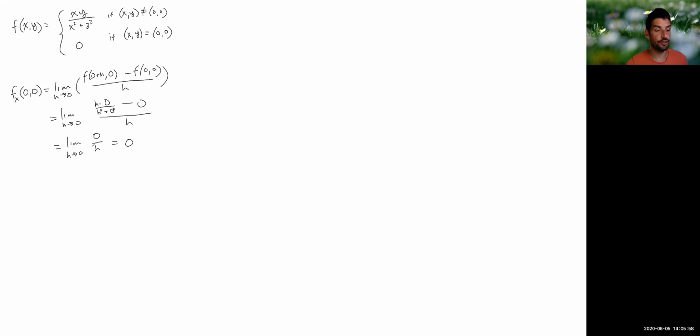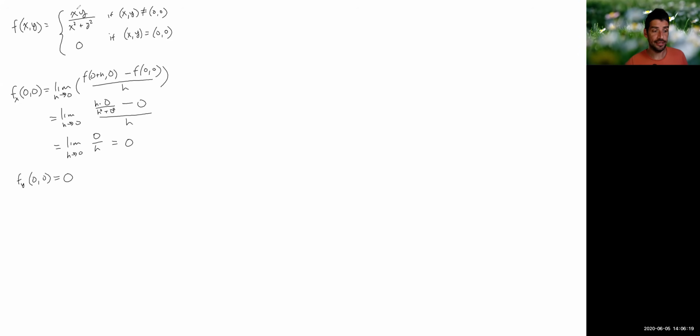Okay? So a similar thing happens. In fact, I'm not even going to write it out. It's pretty obvious the exact same thing is going to happen. Notice this function is symmetric in x and y, meaning they both do exactly the same things. So I'm just switching where that h shows up, and it works out precisely the same.